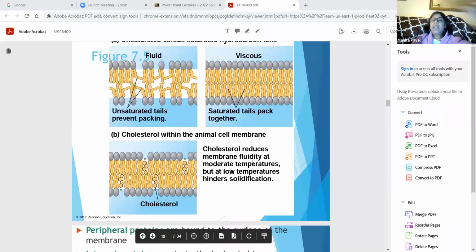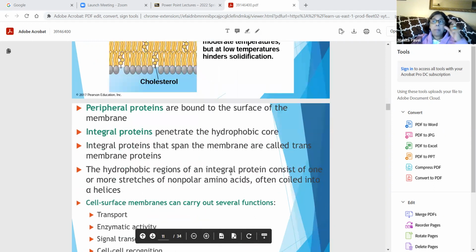So we can see that cholesterol reduces membrane fluidity at moderate temperatures, but at low temperatures, it hinders solidification. It's an important concept. You can get a question on the fluidity and the viscosity of the plasma membrane. We looked at peripheral proteins, and I told you what peripheral proteins and integral proteins are.